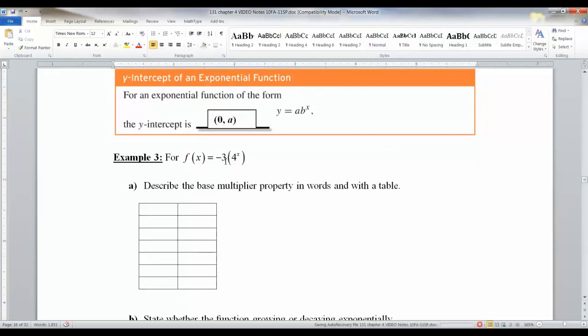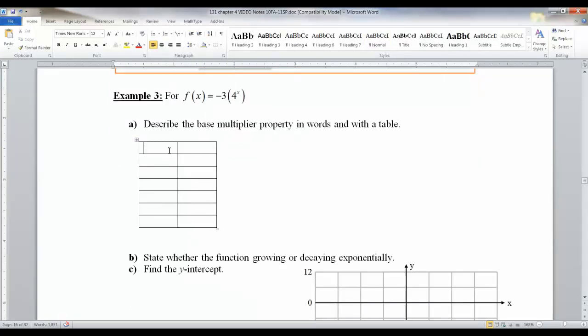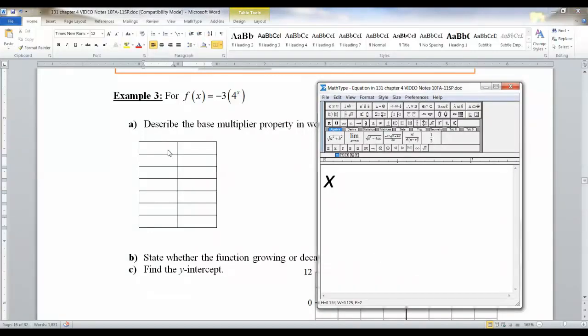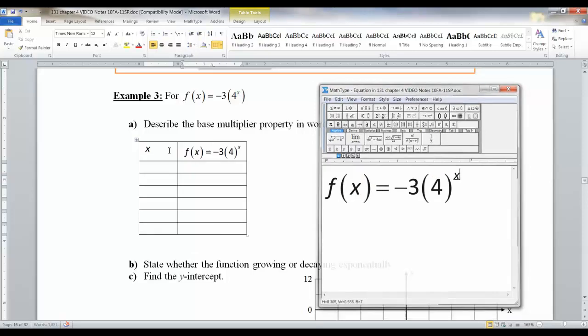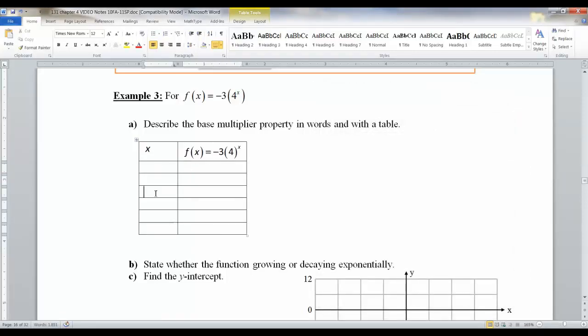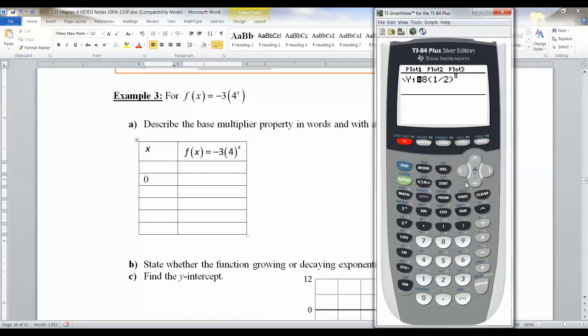For f of x equals negative 3 times 4 to the x, describe the base multiplier property in words and in a table. So let me give myself some values here. So I want x, and I want f of x equals negative 3 times 4 to the x. Okay? All right, now I know 0 is always a smart number to pick. And I'm going to put it right there. And if you're wondering why I'm doing that, well, here, clear this out. Negative 3 times 4 to the x.